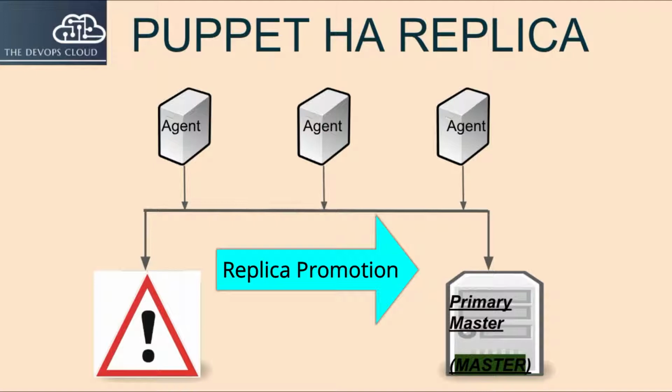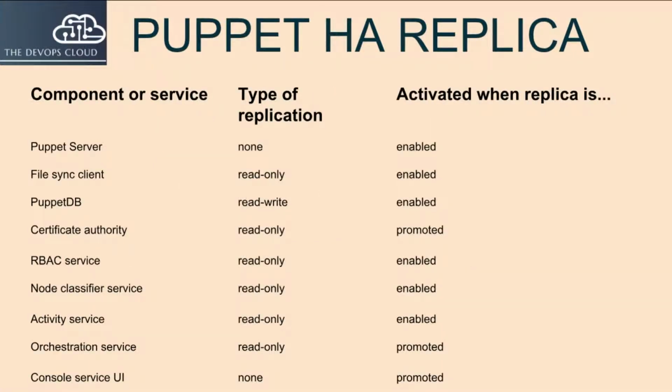Some components and services are activated immediately when you enable a replica, others aren't active until you promote a replica. After you provision and enable a replica, it serves as a compile master, redirecting PuppetDB insert requests to the primary master. Below are the details of component or service, their type of replication and the status. Puppet Server, replication none, activated when replica is enabled. File sync client, replication read-only, activated when replica is enabled. PuppetDB, replication read-write, activated when replica is enabled.